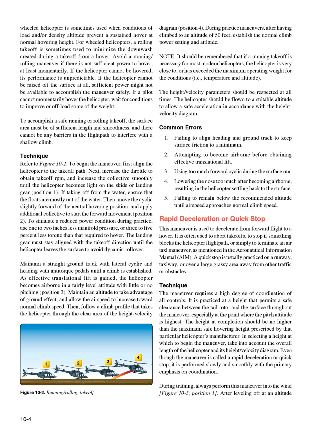Maintain a straight ground track with lateral cyclic and heading with anti-torque pedals until a climb is established. As effective translational lift is gained, the helicopter becomes airborne in a fairly level attitude with little or no pitching, position 3. Maintain an altitude to take advantage of ground effect, and allow the airspeed to increase toward normal climb speed. Then, follow a climb profile that takes the helicopter through the clear area of the height-velocity diagram, position 4. During practice maneuvers, after having climbed to an altitude of 50 feet, establish the normal climb power setting and attitude.